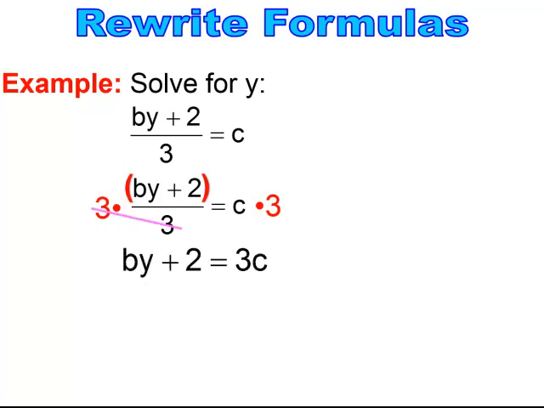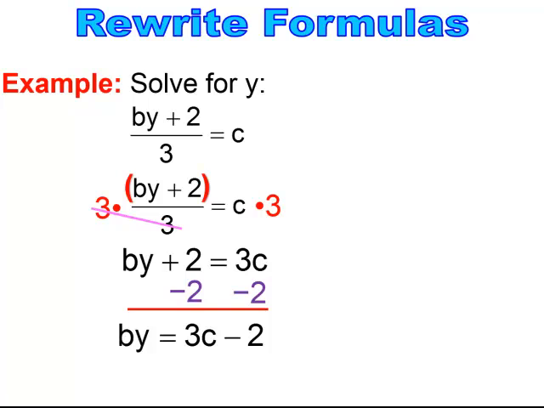Now remember, when you multiply a variable by a number, you want to put the number in front of the variable. So we end up getting by plus 2 equals 3c. So now that I have the expression, I can solve for y. To solve for y, the first move I need to do is get rid of the addition of 2, and the inverse would be subtraction. So I end up getting by equals 3c minus 2.